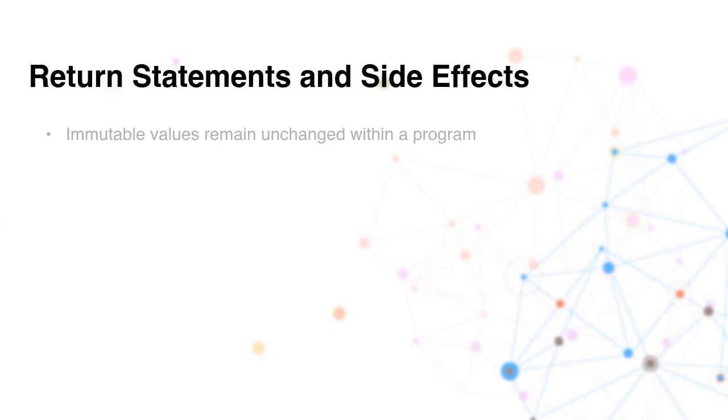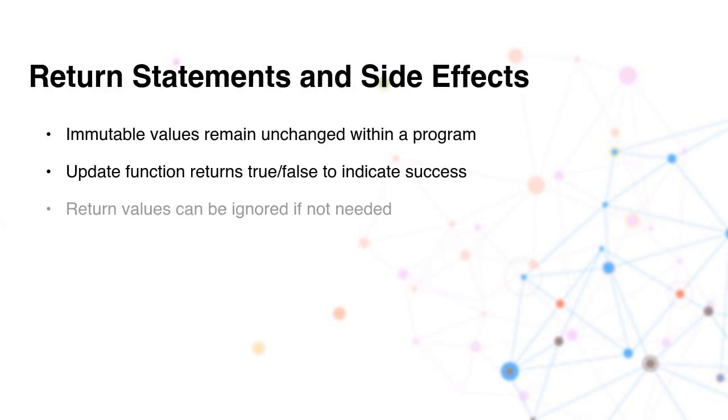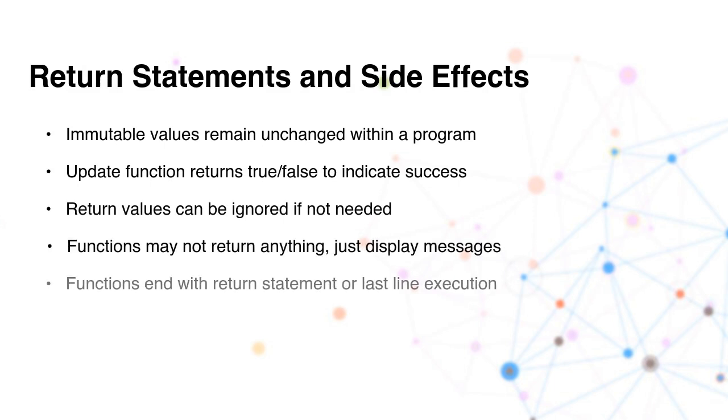Return statements in functions can provide valuable information, such as indicating success or failure. Some functions may not return anything explicitly, instead just displaying messages or performing actions. Functions typically end with a return statement or when the last line is executed.